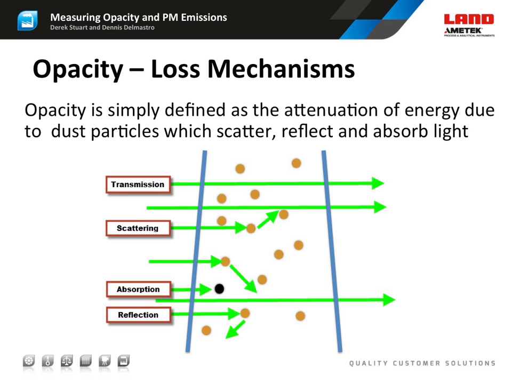Opacity loss mechanisms. The light energy is attenuated due to particles scattering the energy, absorbing the energy, or reflecting the energy. As you likely know, the more particulate in the stack, or the longer the path length, the more light energy will be attenuated, leading to a higher value of opacity.